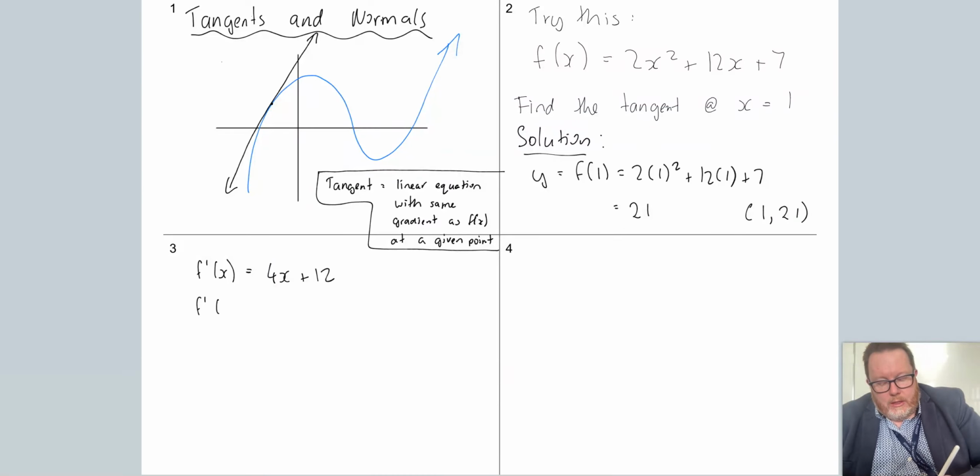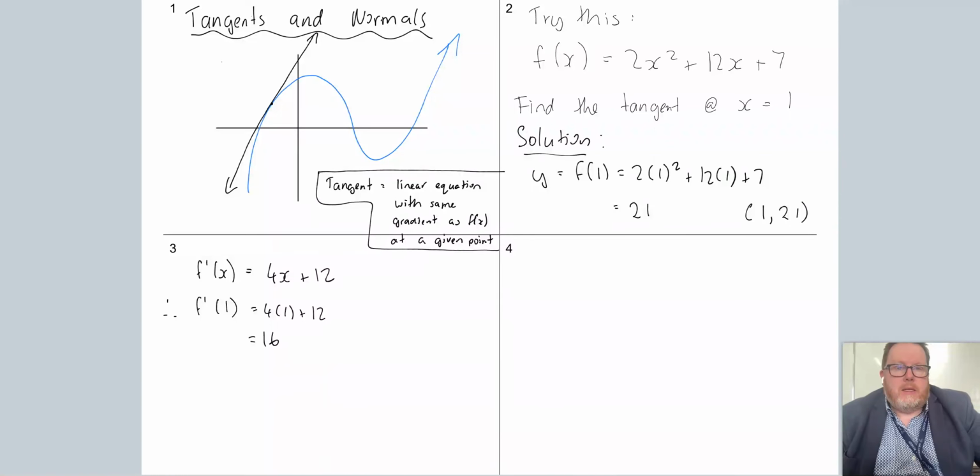So I'm going to substitute in 1 for x here. So it's 4 times 1 plus 12. And that gets me 16. The gradient is 16, and we have a point (1, 21). So with a gradient and a point, we can now use our linear equation understanding in order to work out the equation of the tangent.